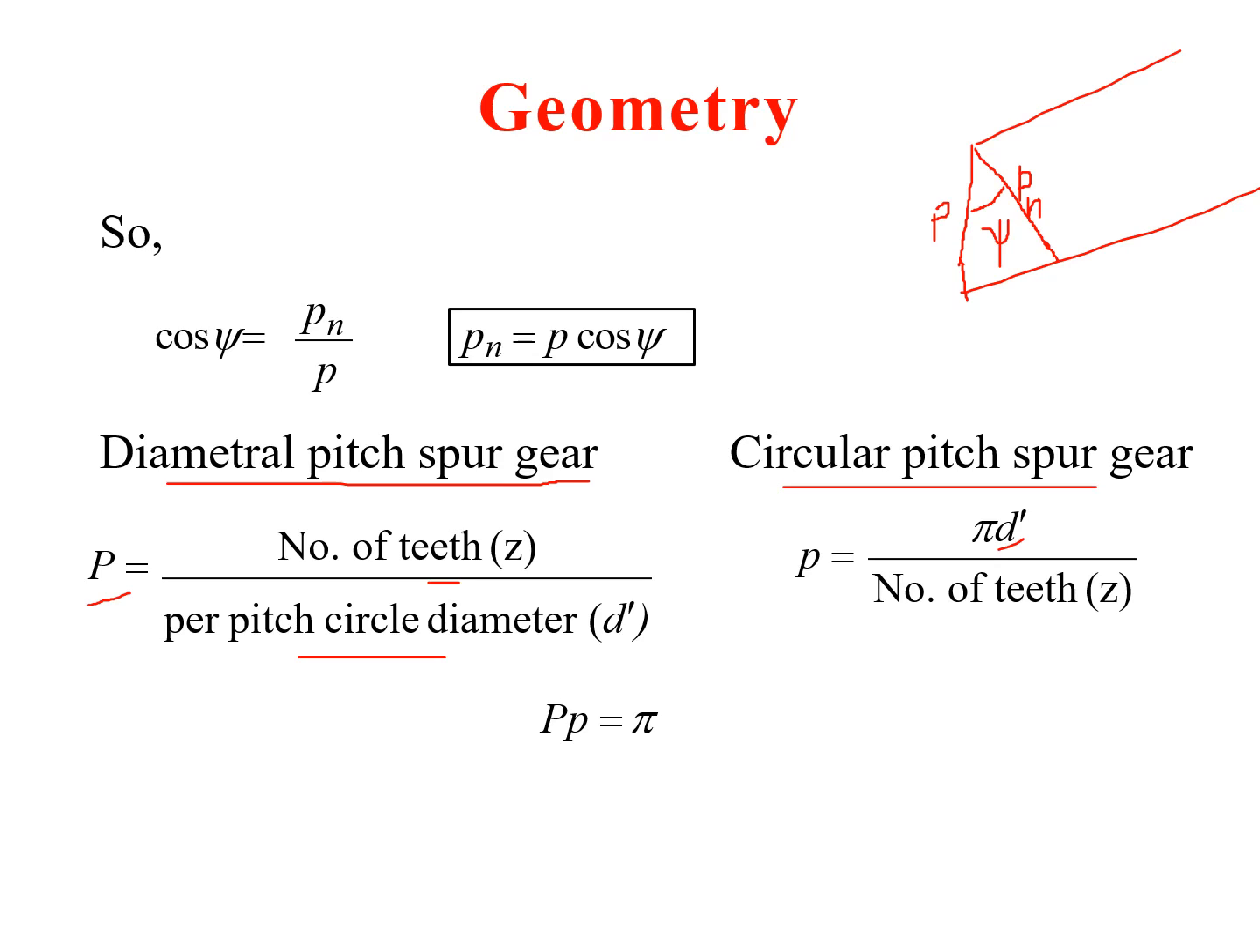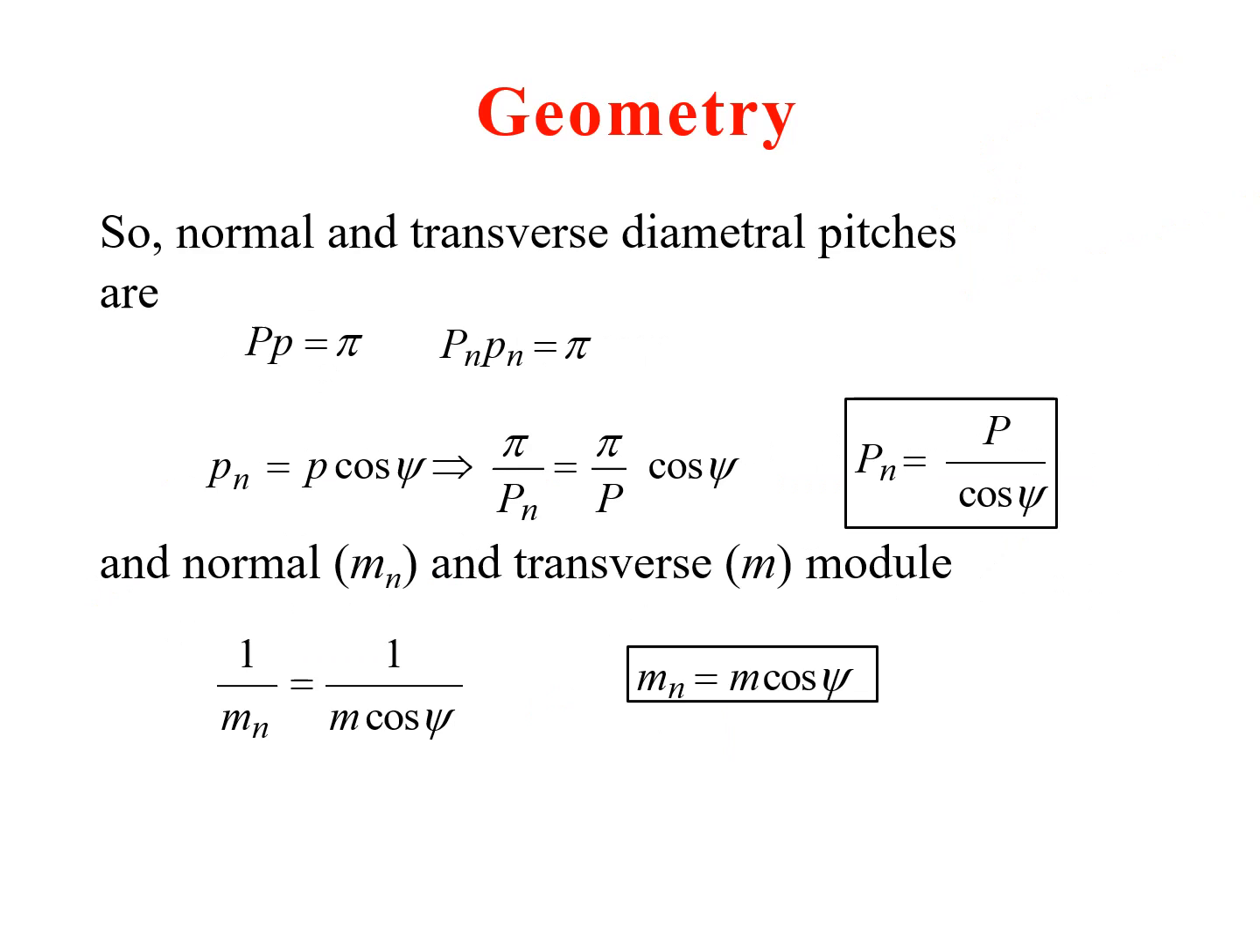So the relation between these two can be written as capital P into small p is equal to pi. So this is the relation. The same relation will apply for the helical gear, for finding the normal and transverse diametral pitch.